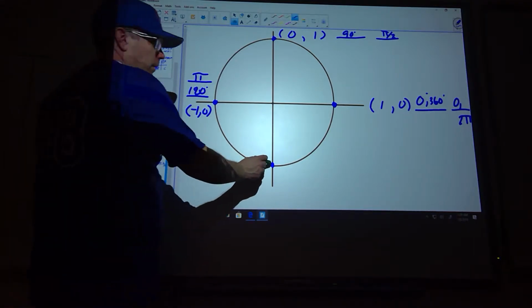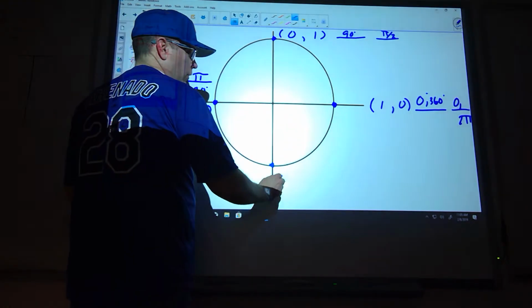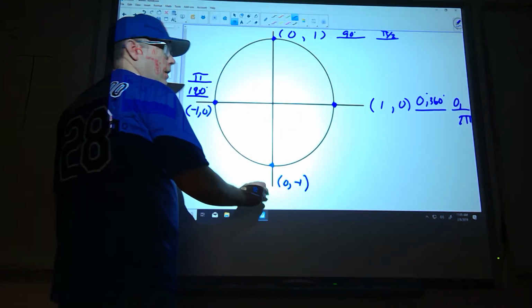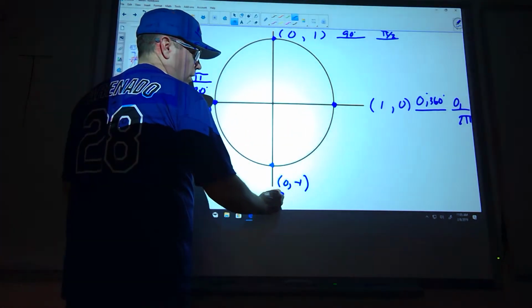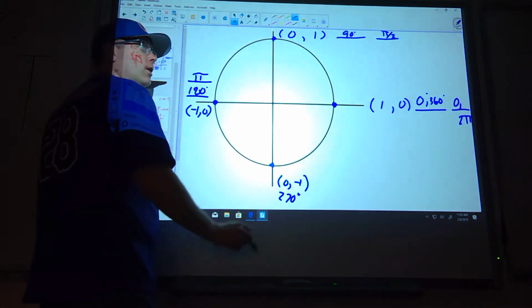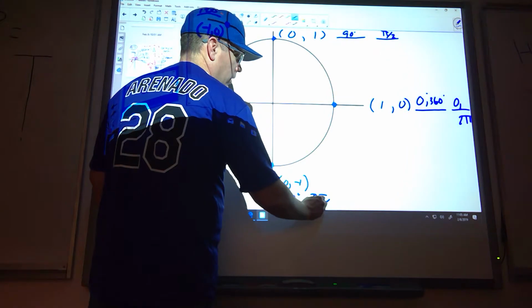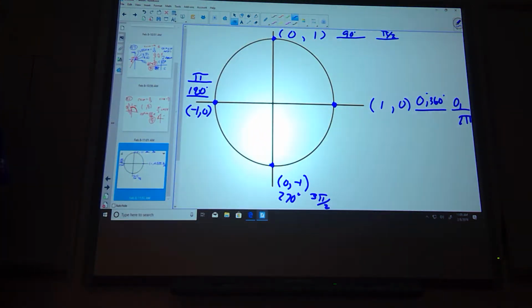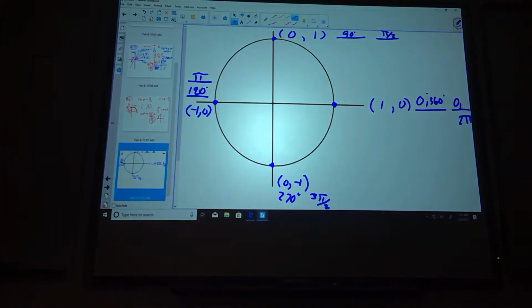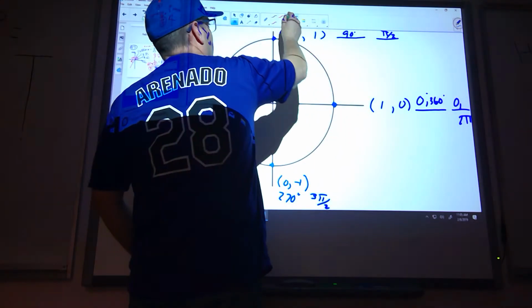What's this one? 0, -1. How many degrees? 270. Radians? 3 pi over 2. Thank you. We're 1/4 of the way done. Right now, if you stopped at that, you're getting 25% of the points. Is 25% good enough? No. Not today. Close enough to passing.